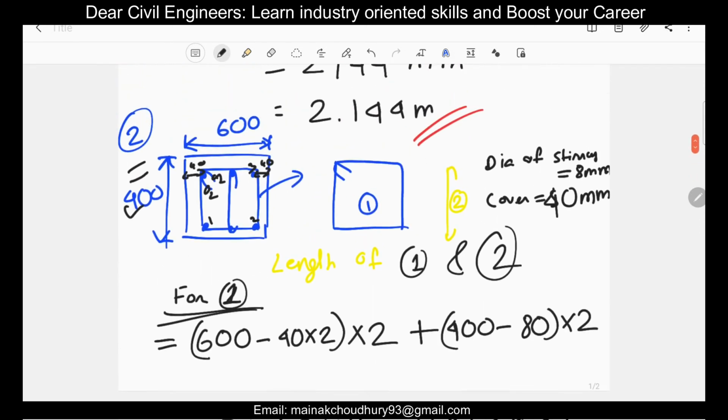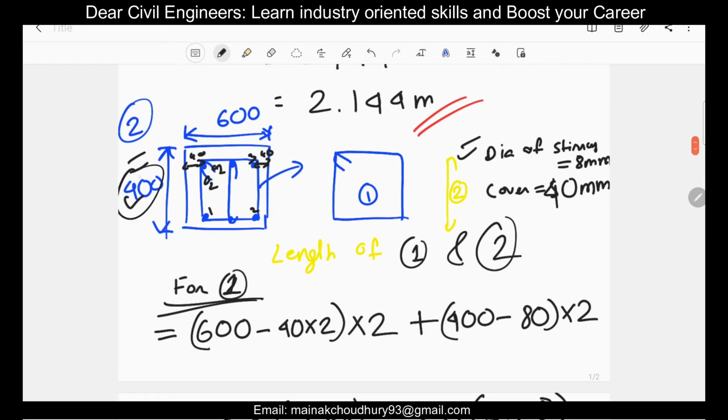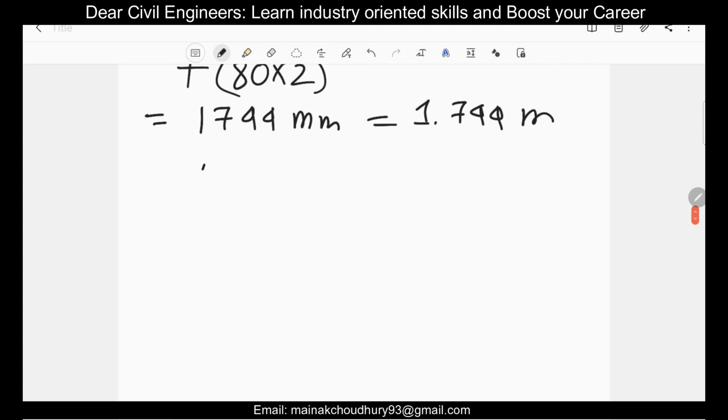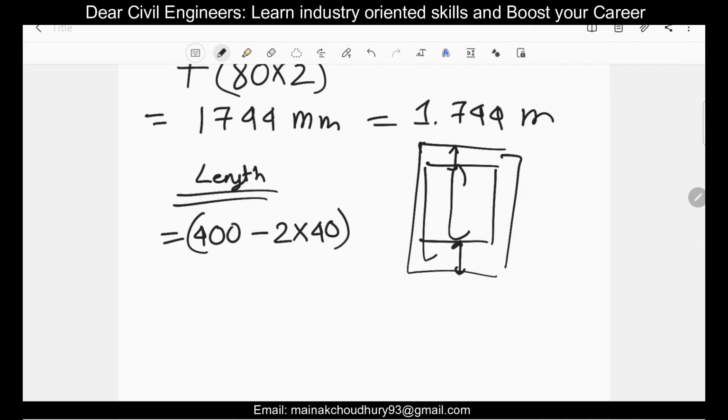So now let's calculate for the stirrup 2 here. For the stirrup 2, it is along the side of your 400 mm. So the length will be equals to, so it is like this. There is a top cover here for the stirrup, and there is a bottom cover as well, basically these two sides. So the length will be your 400 minus 2 into 40, that is 400 minus 80. This will be the length.